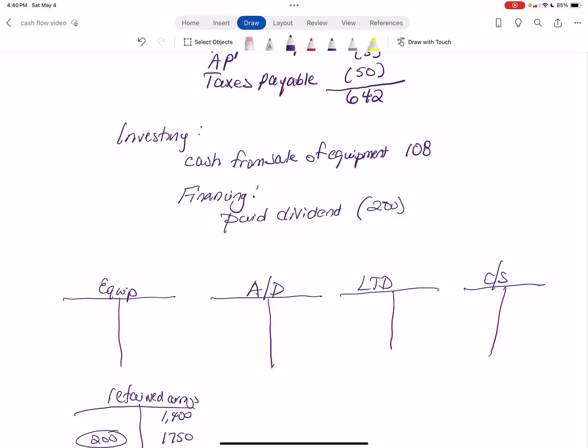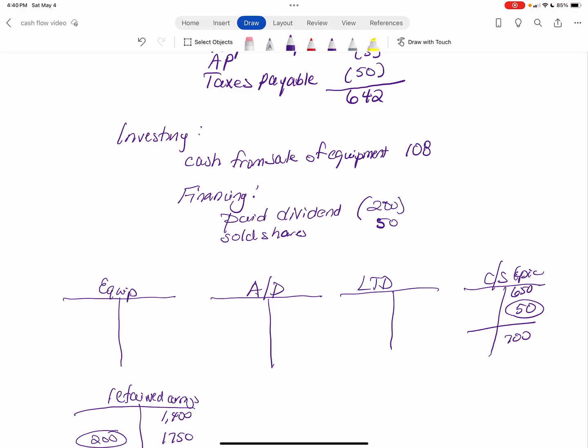Common stock started with $650 and ended with $700. Well, the only thing that would make it go up is if we issued more and received cash in, because this is actually common stock and paid in capital. That's a financing activity because financing is investors, anything that touches our investors or banks. So we sold shares, and that's an inflow of $50. Okay, excellent. Now we're done with that one.